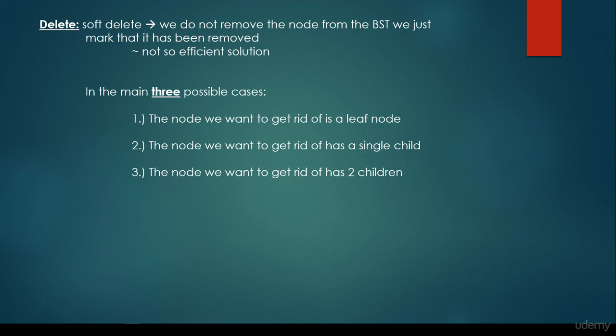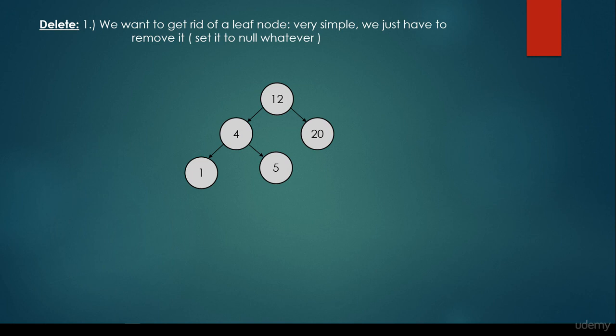So, in the main, there are three possible cases. The node we want to get rid of is a leaf node, or the node we want to get rid of has a single child, or the node we want to get rid of has two children. So let's consider the first one. When we want to get rid of a leaf node, basically, it's very simple, we just have to remove it. For example, set it to null, whatever.